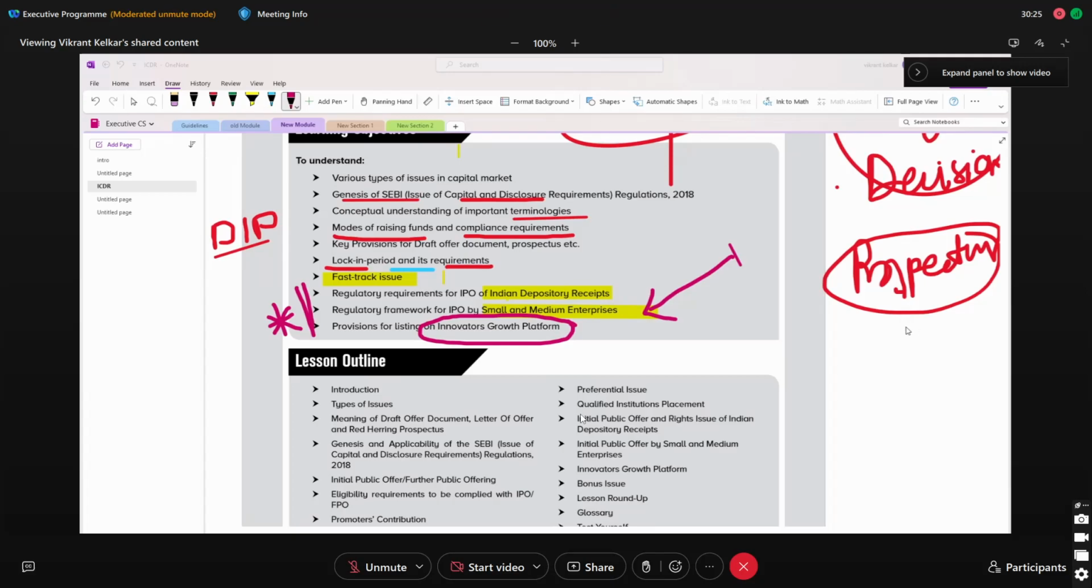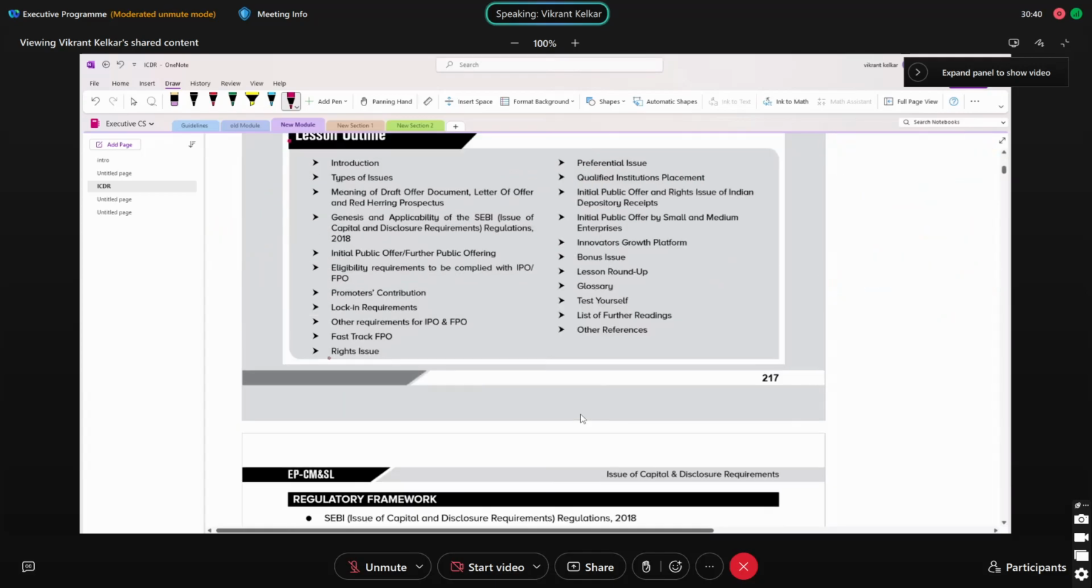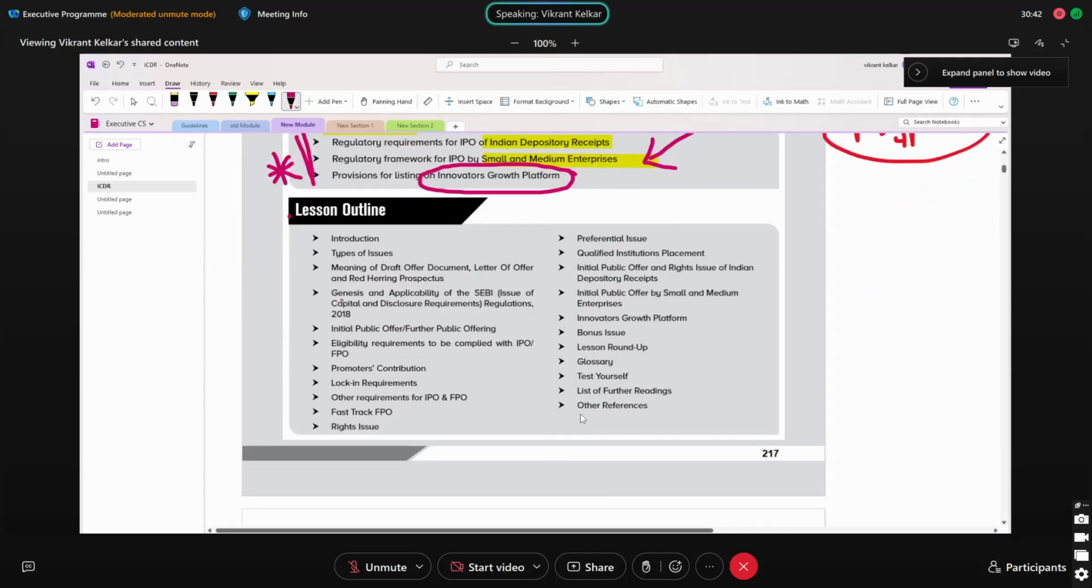And are you getting the point? As per my expectation, the exam paper will carry a short note or simple question on IDR, small and medium enterprises, and innovators growth platform. ये देख के रखो क्या क्या है. Okay. Then the typical wordings and lesson outline.